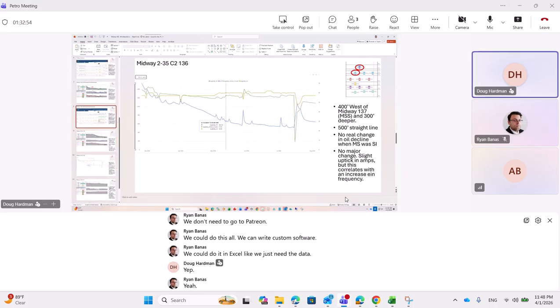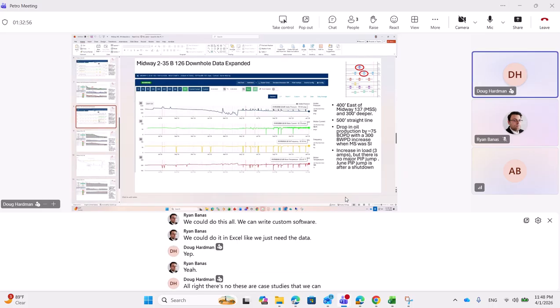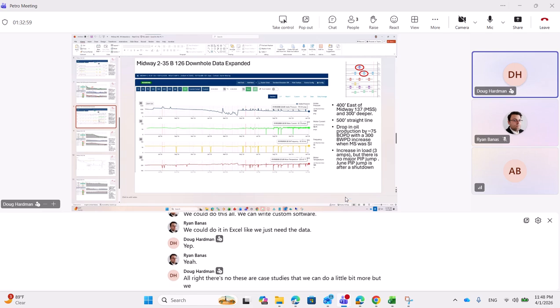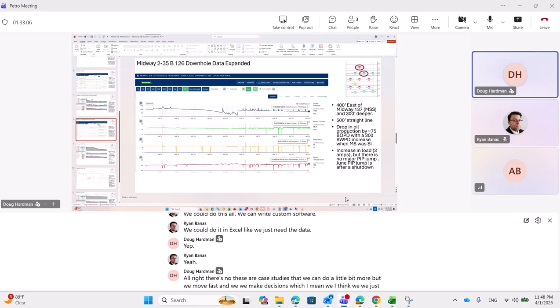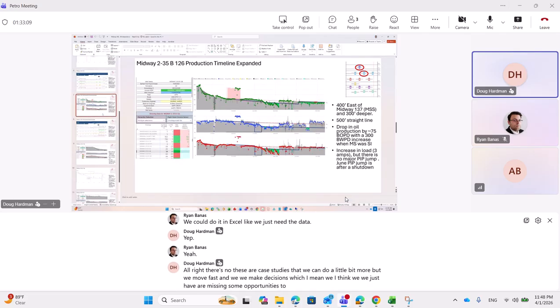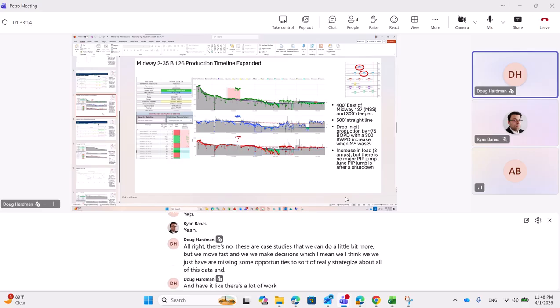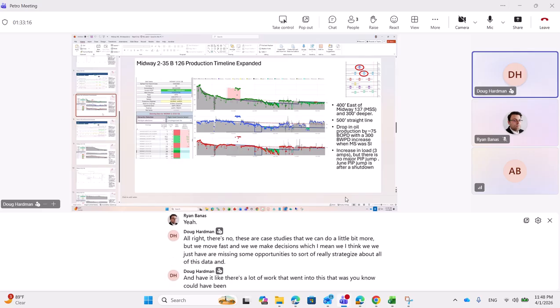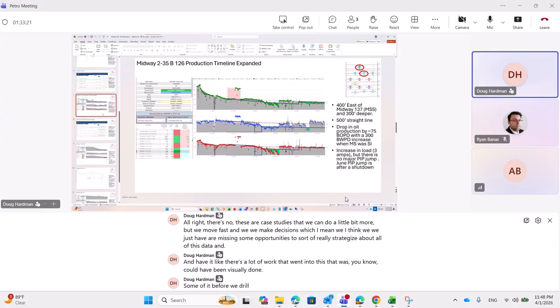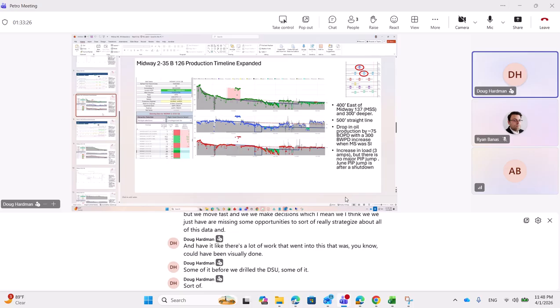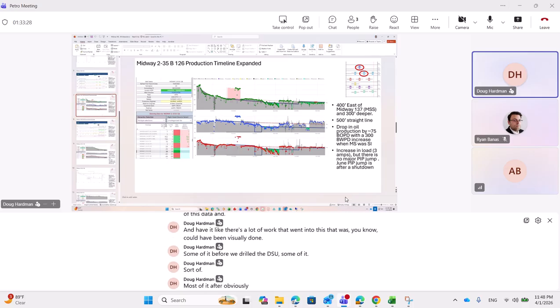These are case studies that we can do a little bit more, but we move fast and we make decisions. I think we're just missing some opportunities to really strategize about all of this data. There's a lot of work that could have been done, some of it before we drilled the DSU, most of it after, obviously, on the production data side.